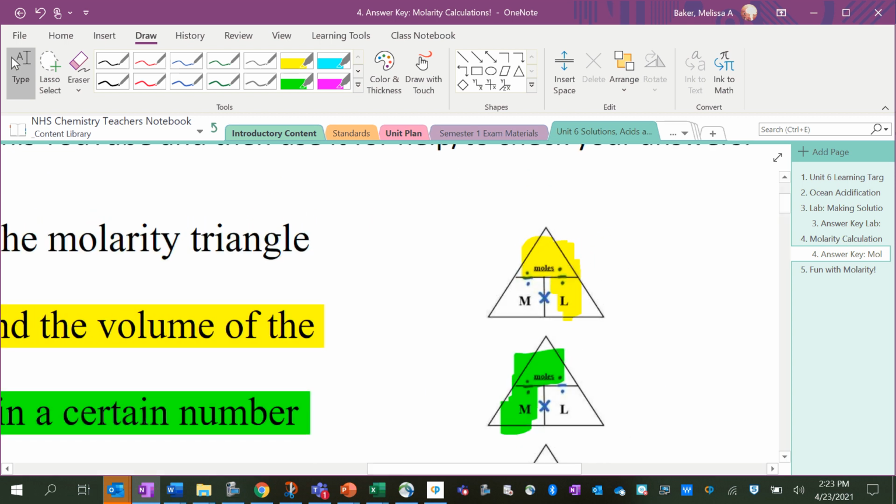So I highlighted in yellow in this little molarity triangle. You use this by covering up what you want. So take your thumb and put it over the big M. Moles divided by liters gives you molarity.